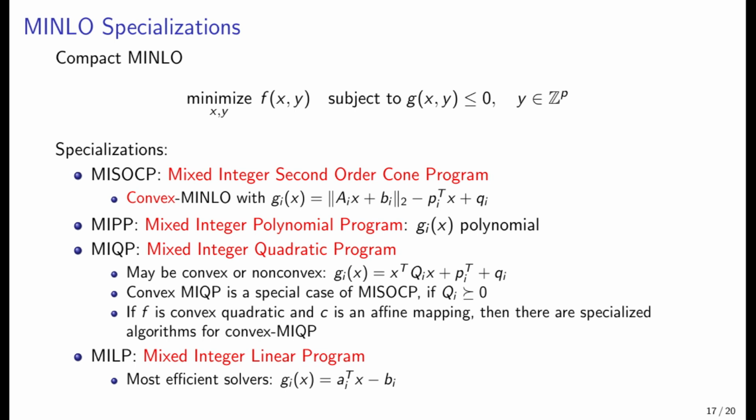A very important role is played by the mixed integer quadratic program, and with some abuse of notation, we say that this is convex if the Hessians are positive semi-definite. So convex MIQP is a special case where the Hessian matrix, the Q, is positive semi-definite, and there's an x missing here after the pi transposed. And then mixed integer linear optimization problems are problems where we have a linear objective and linear or affine constraints.